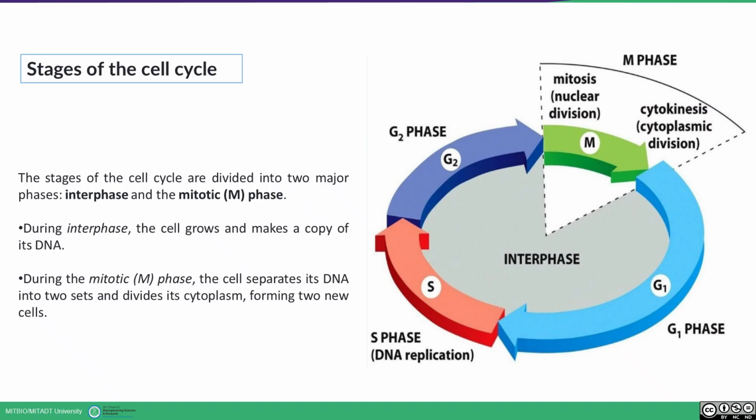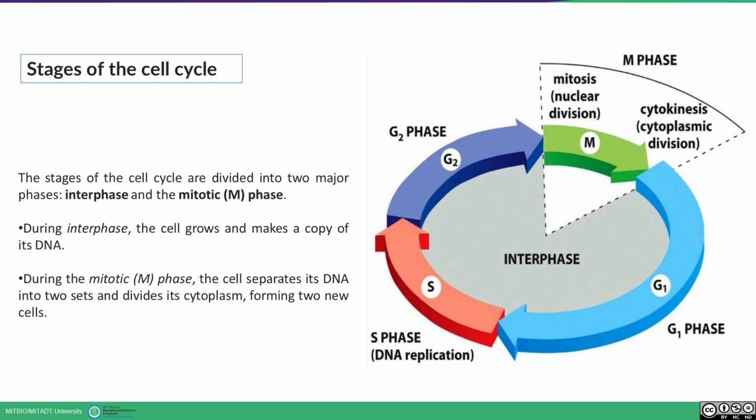This is the complete cell cycle. Interphase further consists of G1 phase, S phase, G2 phase, and then the M phase, which is known as the mitotic phase. The stages of the cell cycle are divided into two major phases, interphase and the M phase. During interphase, the cell grows and replicates its DNA, and during the mitotic phase, the cell separates its DNA into two sets and divides its cytoplasm, forming two cells. So in M phase, there is nuclear division and cytoplasmic division.